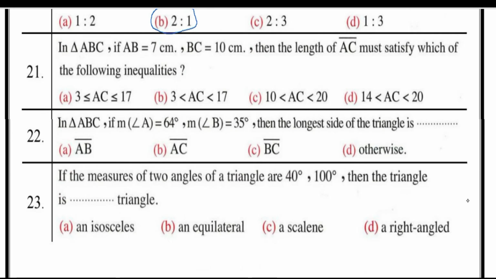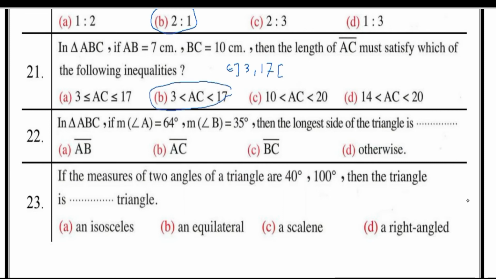In triangle ABC, AB is 7, BC is 10, the length of AC must satisfy which of the following? The third side belongs to the open interval between the difference and the sum: 10 minus 7 is 3, 10 plus 7 is 17, and it is an open interval. So AC is more than 3 and less than 17. The third side is between the difference and the sum, greater than the difference and smaller than the sum, that's why it is open, not closed.